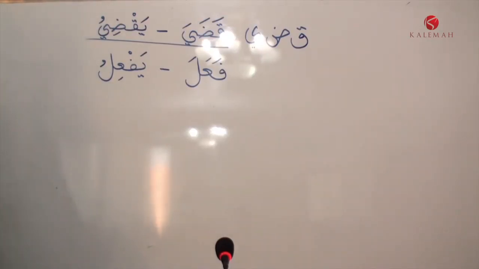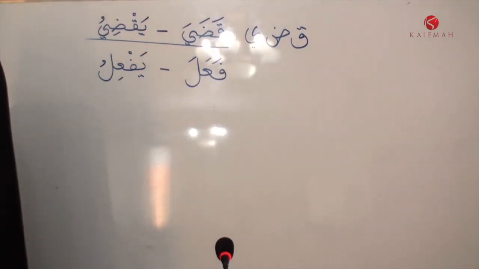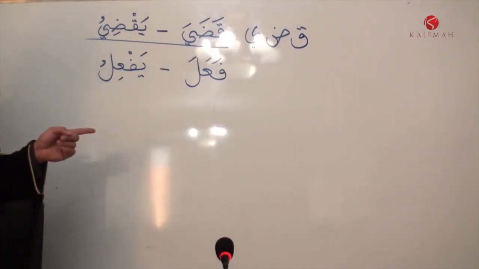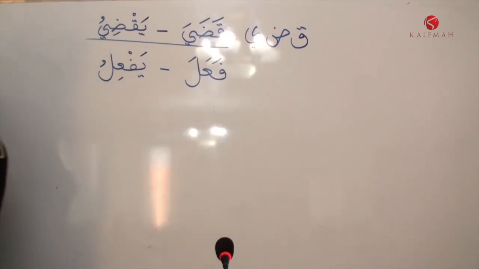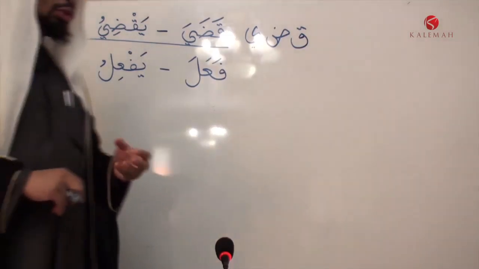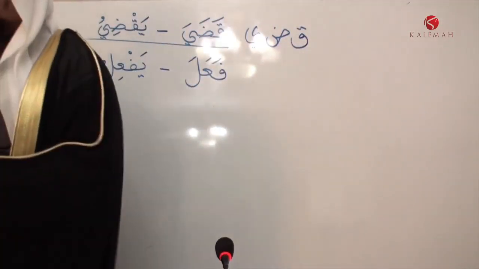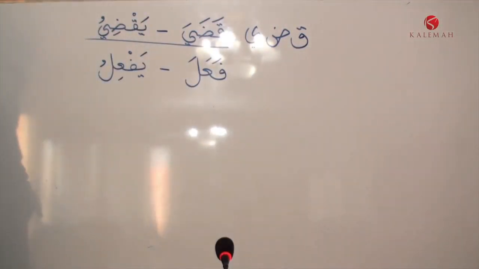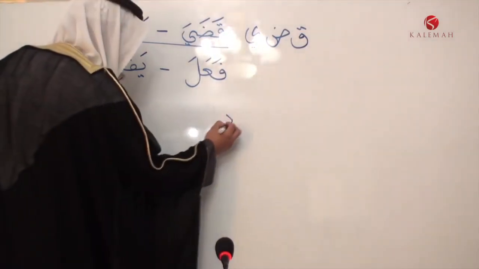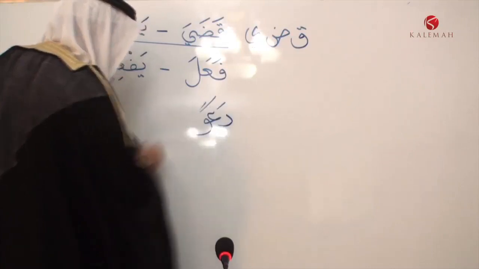Qadaya, yaqdi. The same thing that happened to da'awa, yad'uhu, will happen to qadaya, yaqdi. The only difference is that instead of the lam being a waw there, it's going to be a ya here. That's the only difference. Understood? What did we do to da'awa? What did we do when the lam was a waw? What did we do to the madi?